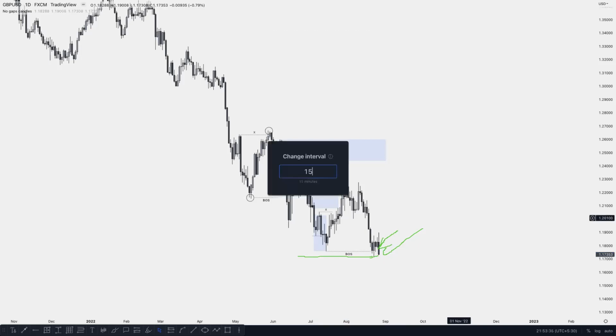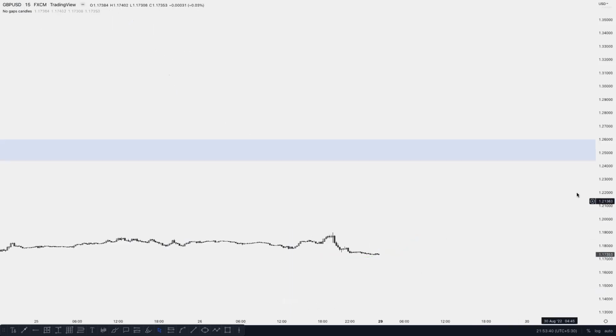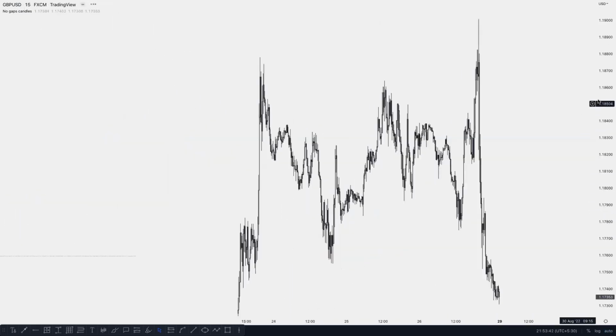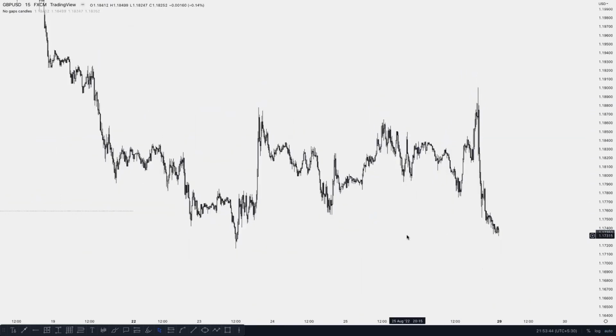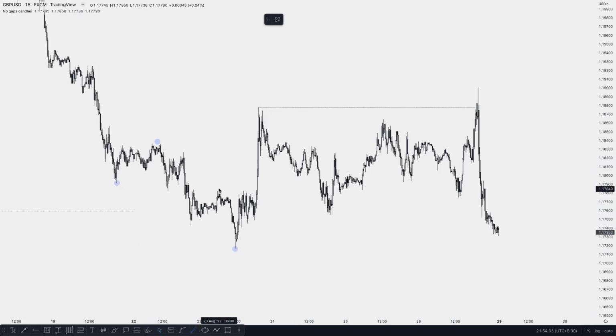Now let's switch to the 15-minute. What is happening here in the 15-minute structure? The market is just sweeping the liquidity above. And if you mark the structure, start here, and this one, and this one. Inducement, and change of character is here.